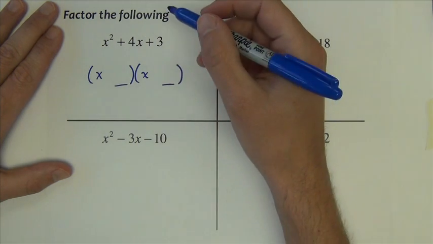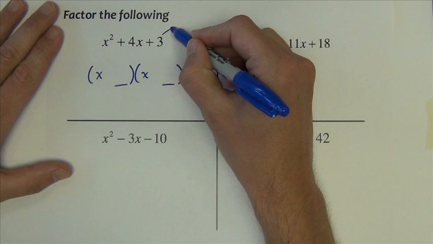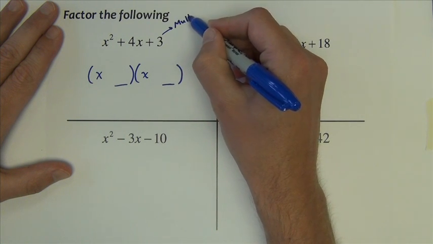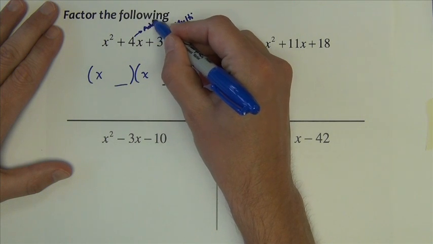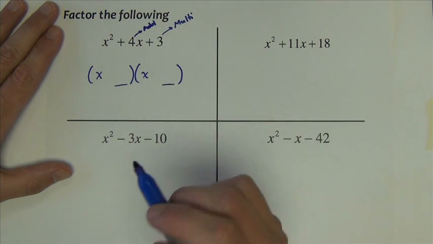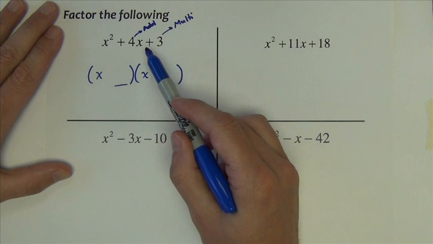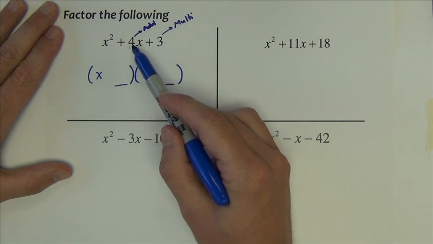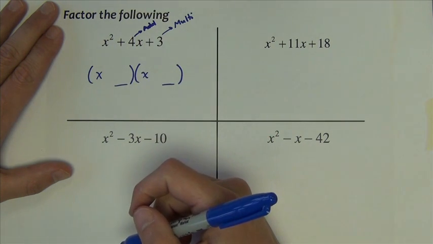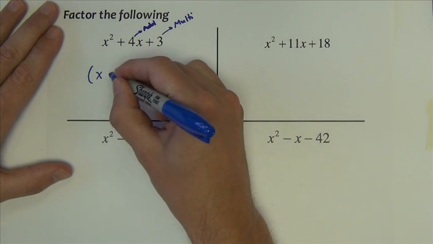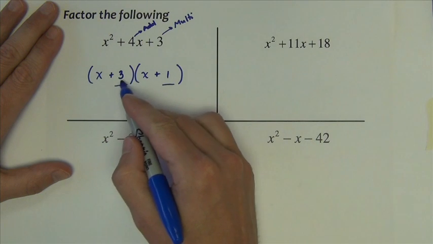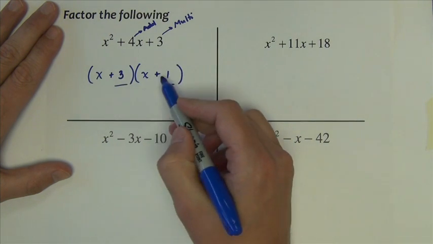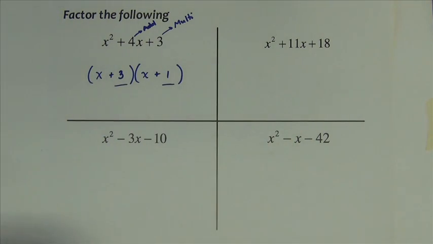Now, these two numbers always follow this pattern. They are going to multiply to this number and add to that one. So I want two numbers that multiply to positive 3, and the same two numbers must add to positive 4. Well, that would be positive 3 and positive 1. 3 times 1 is 3. 3 plus 1 makes 4. And that's how you factor x squared plus 4x plus 3.